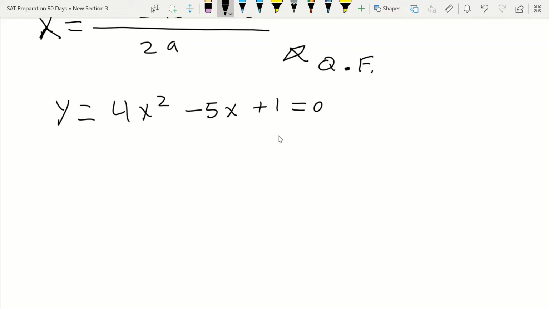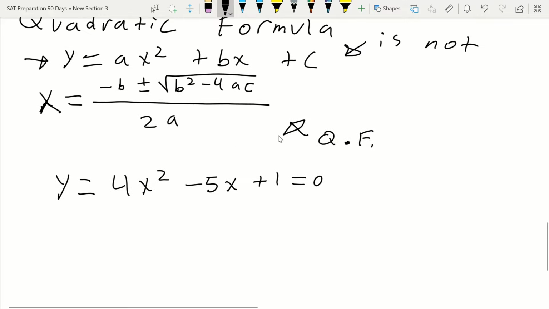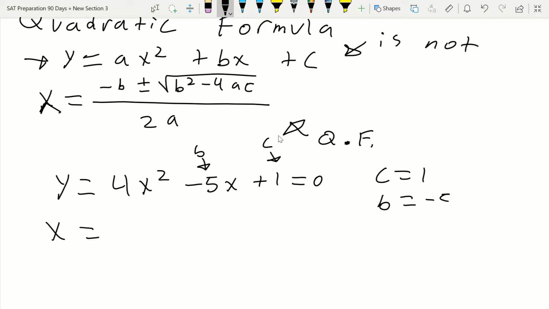So now let's say we have to use our quadratic formula. Keep in mind, you're going to want to memorize this quadratic formula before you take the SAT, so you have it in your head. So you're going to have x is equal to negative b. Let's go ahead and identify our a's, b's, and c's. We see our c is going to be our 1. We see that our b is going to be our negative 5. And we see that our a is going to be 4.